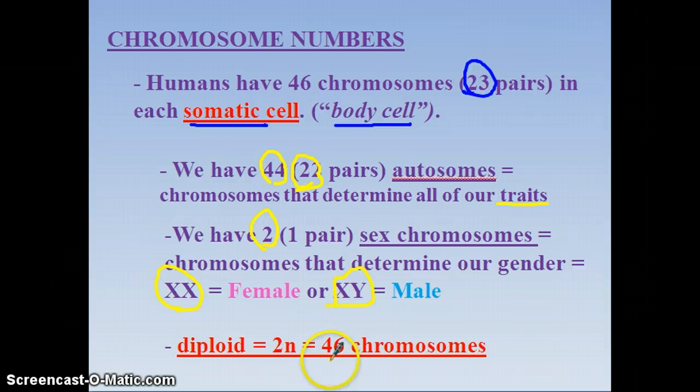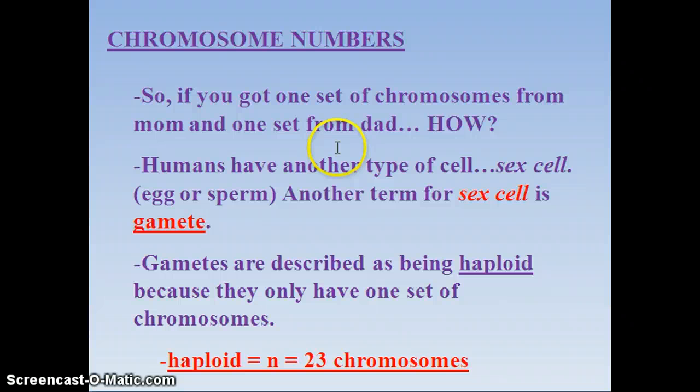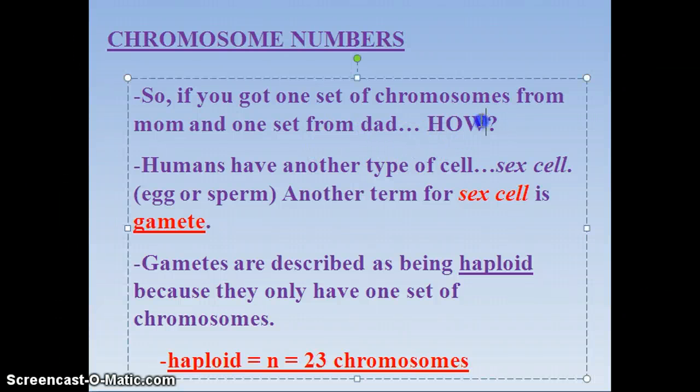So when we look at the chromosome number, 46 chromosomes is twice the number that come together, and that is diploid. And di means 2, hence we get 2N. So if you get 1 set of chromosomes from mom and you get 1 set from dad, you get them from the egg and the sperm uniting.